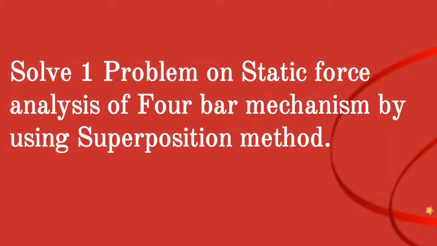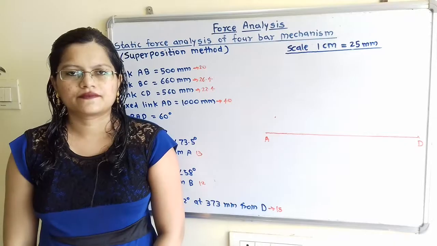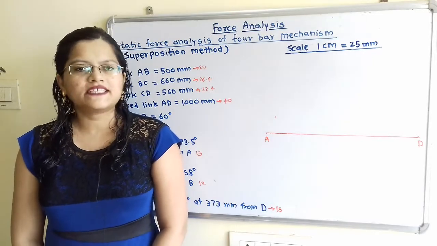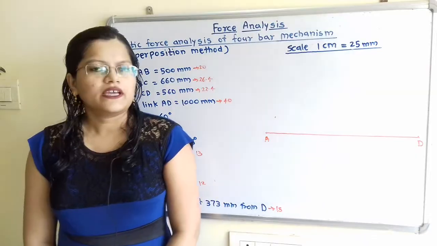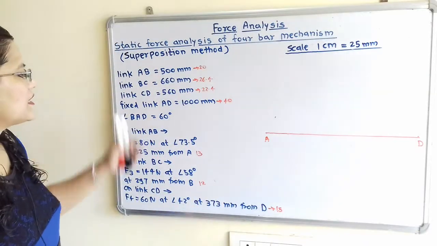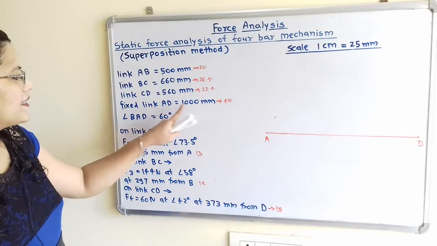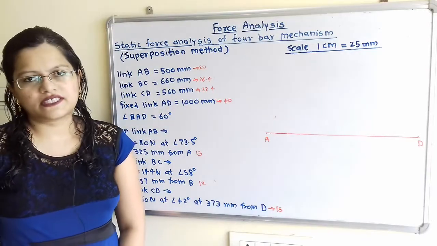Solve one problem on static force analysis of 4-bar mechanism by using superposition method. First step is to draw the diagram as per the given data. If we observe, length of these links are mentioned in the question. Fixed link AD 1000 mm is given.